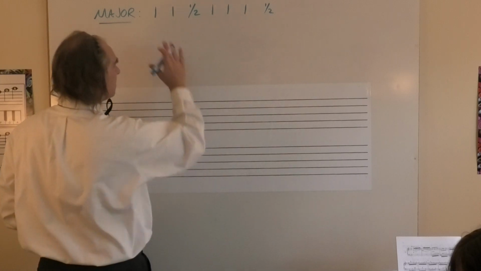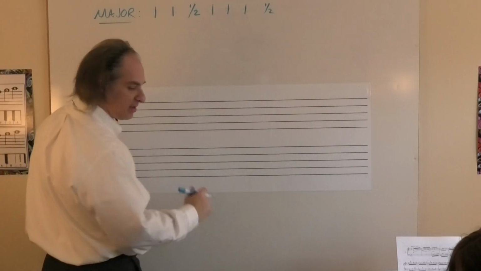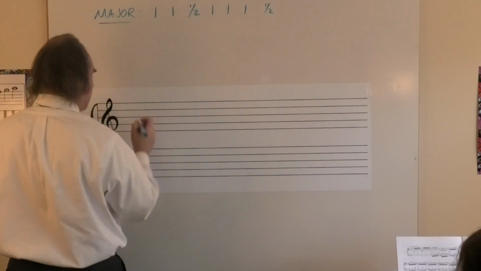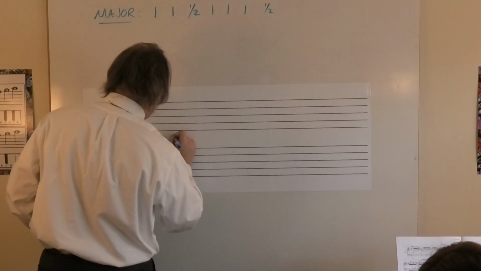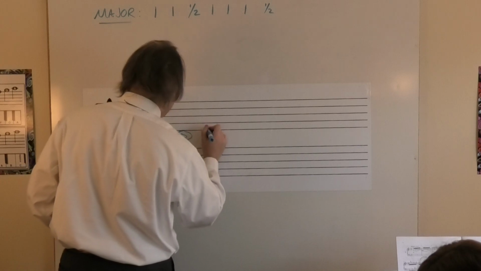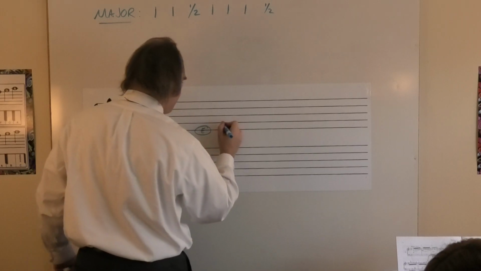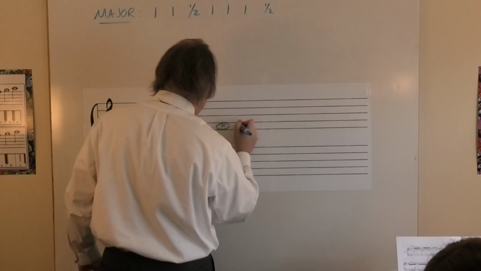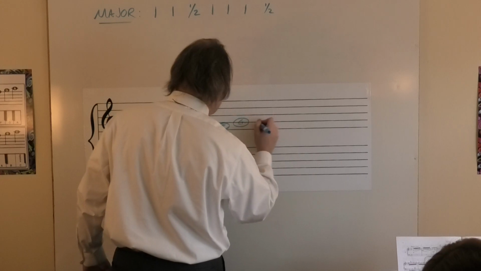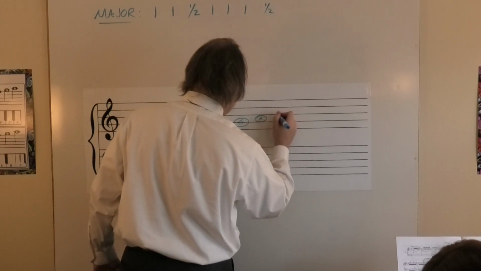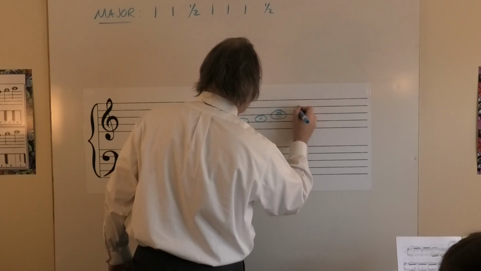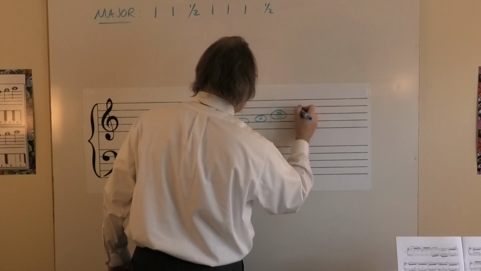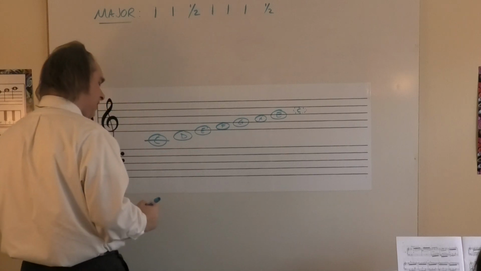Just go ahead and take some white space in your book and write this down. Oh, you did. That's major. So let's look at C major. C, D, E, F, G, A, B, and then C. We already had C, so I'll write it like that.